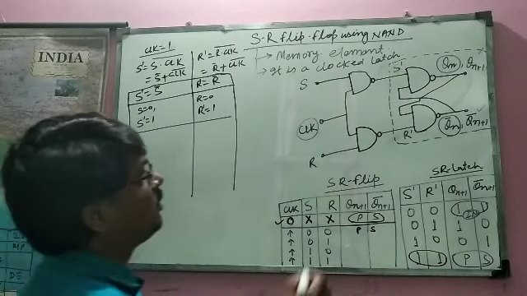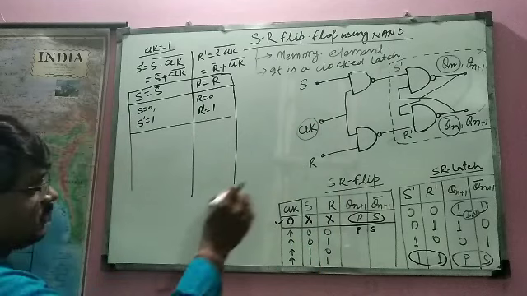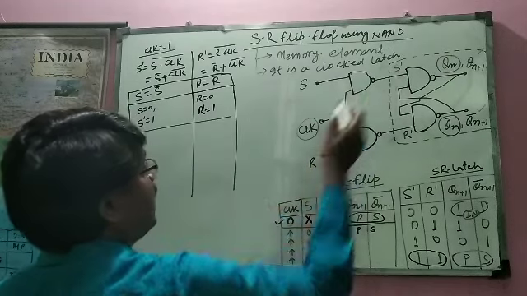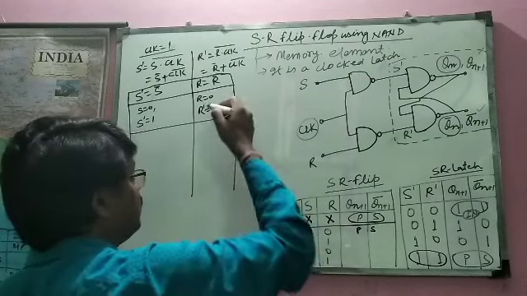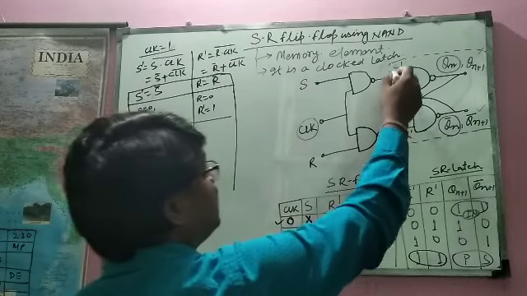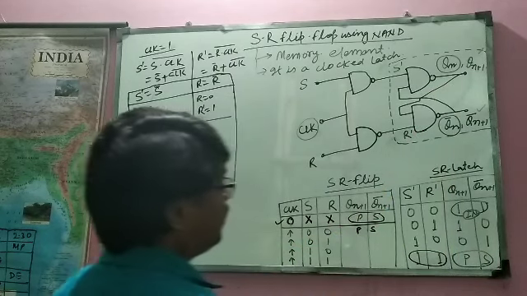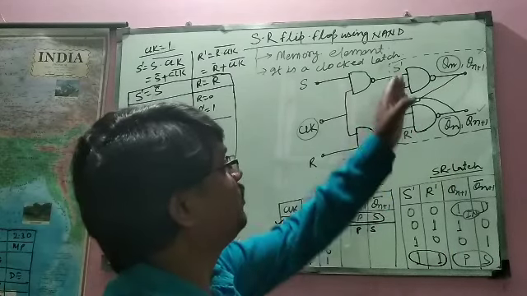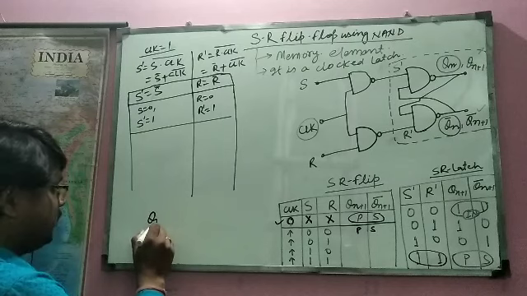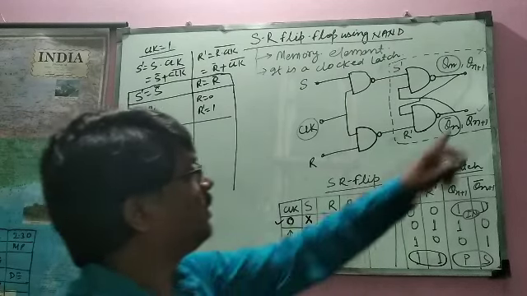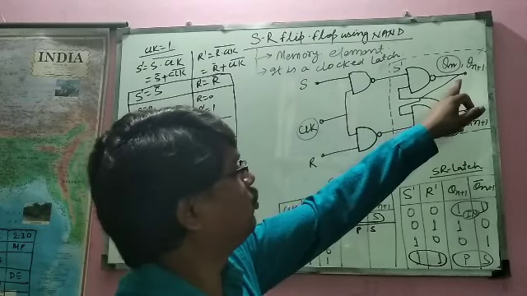How can we explain it by another method? Take it so here at the position of S dash it is 1 and at the position of R dash it is 1. Both of these are 1. So what will be the output? Qn plus 1. What will be the value of Qn plus 1? This Qn plus 1 will be the multiplication of two things.